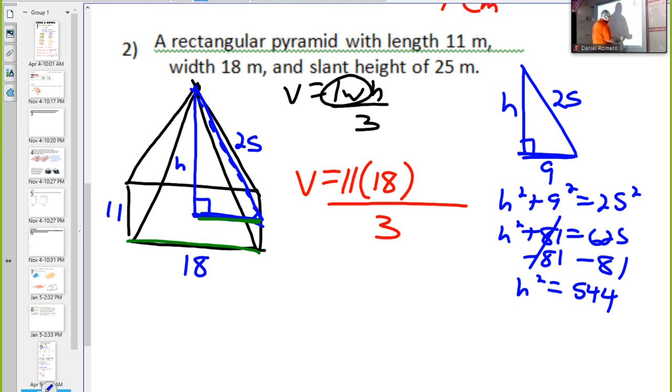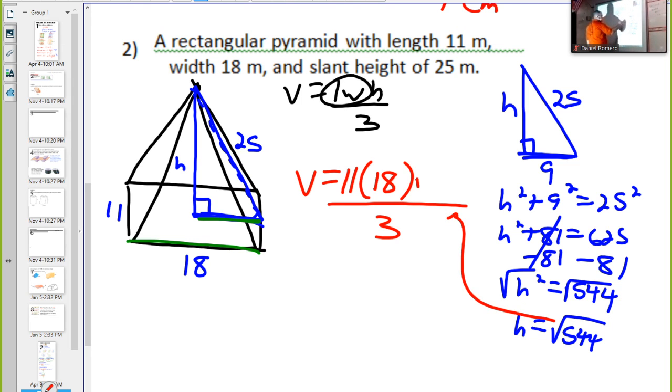Now, this is not a perfect square. When I take the square root of 544, it gives me a decimal. But I don't have enough time today to go over how to simplify it. You should have done it in Algebra 1. You will do it again in Algebra 2. But we'll cross that bridge another day. For now, let's just leave it as the square root of 544. A lot of you have calculators that even do it for you. So the square root of 544 goes here.